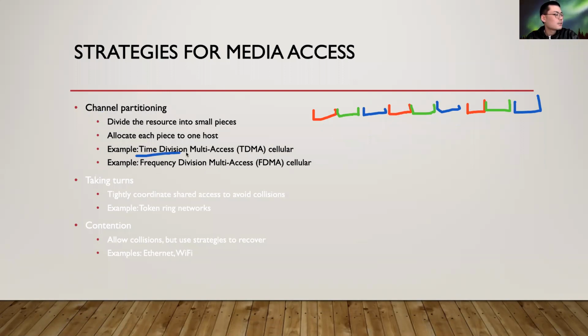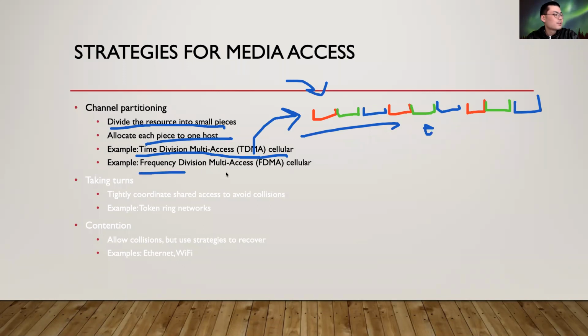So one way is called time division multiple access, TDMA. If we think about this as time division, we divide the resource into small pieces, and each piece is one host. Another way is called frequency division multiple access, FDMA. There's also code division, CDMA.